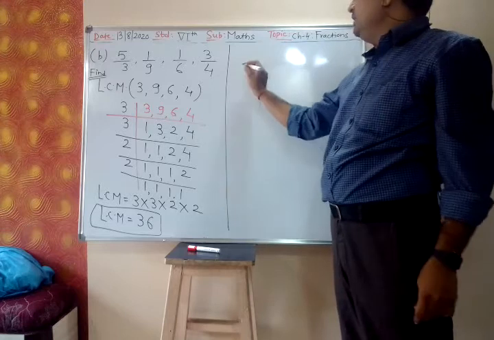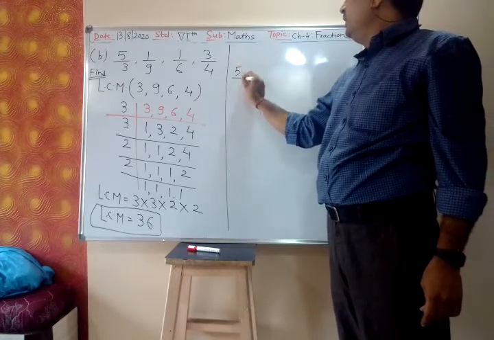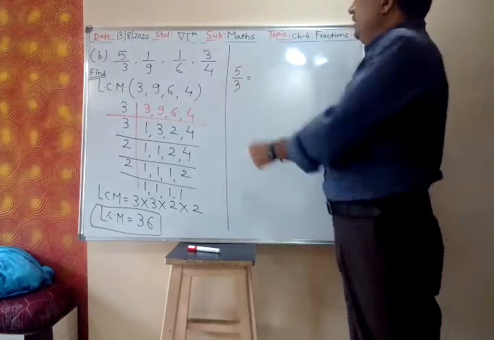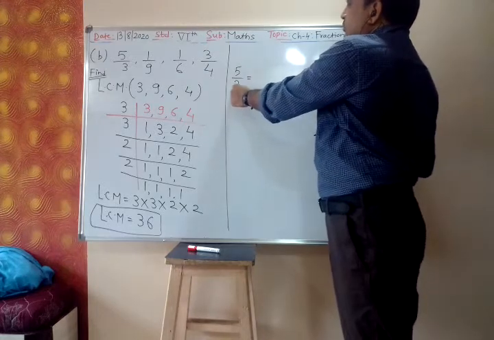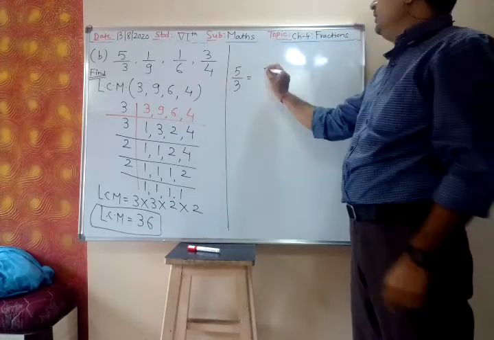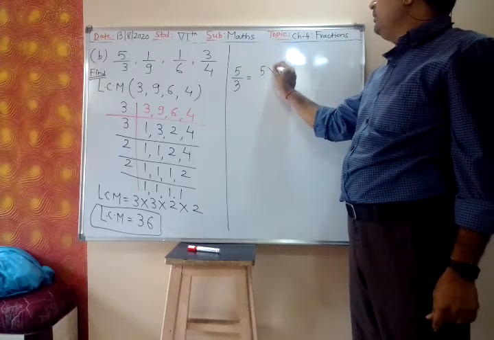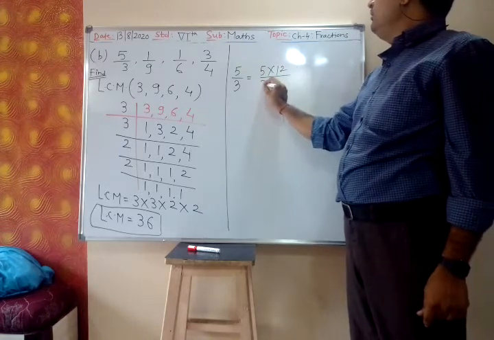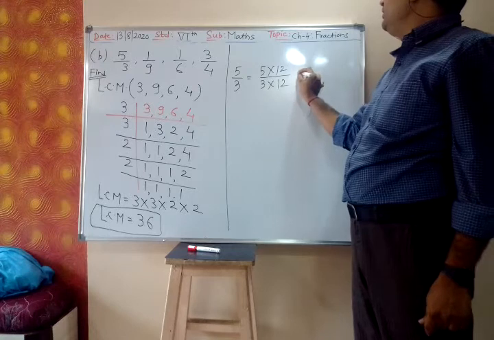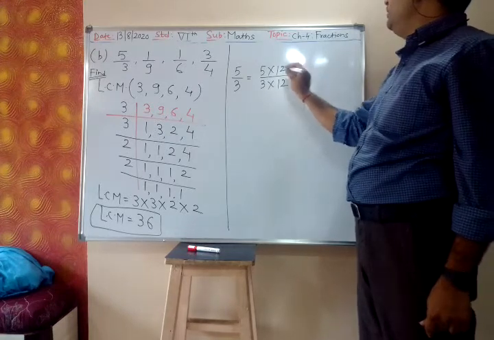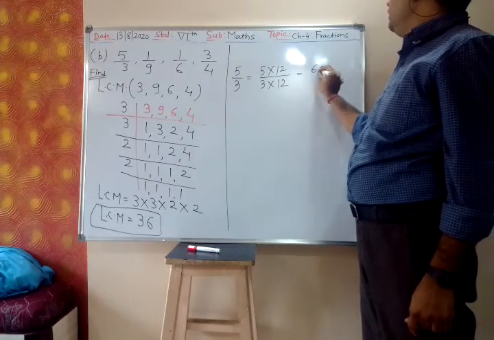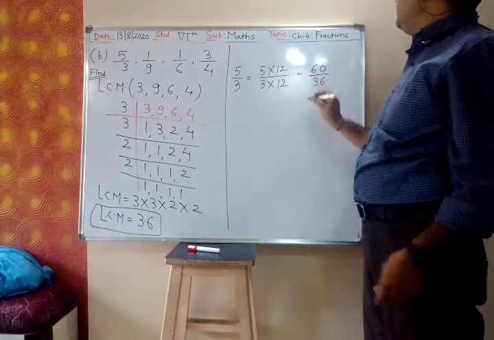Right. So the first fraction is 5 by 3. To convert this denominator to 36, I have to multiply 3 by 12. So numerator I will multiply by 12, denominator I will multiply by 12. Multiply and divide by 12. So 12 into 5 is 60, 12 into 3 is 36. So 60 upon 36.